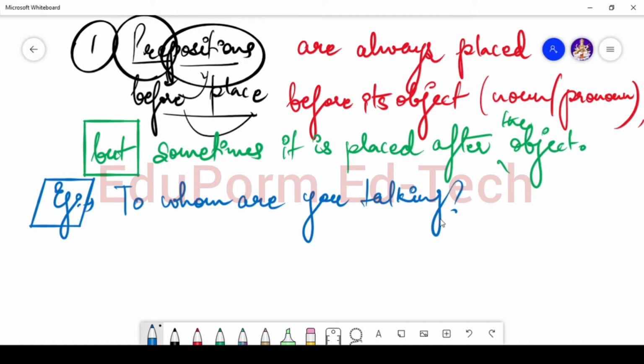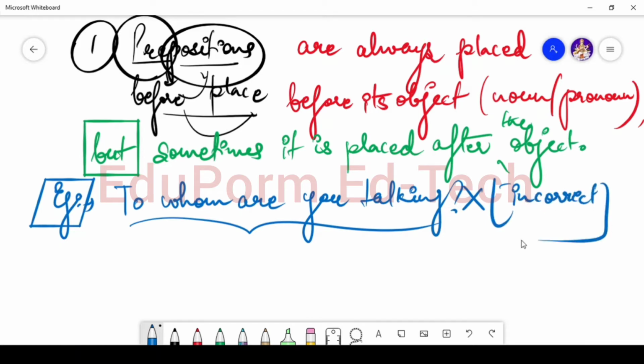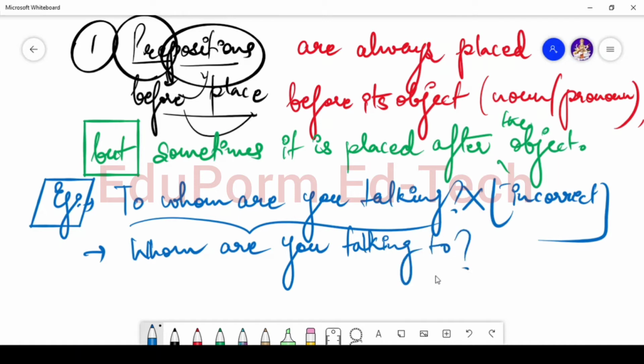This should have been the way, because I have already told you that prepositions should always come before noun or pronoun. Okay? But if you use a sentence like this, that to whom are you talking, this will be incorrect. Okay, ये हो जाना है गलत. Instead you should say, who are you talking to. Now this is the correct form.